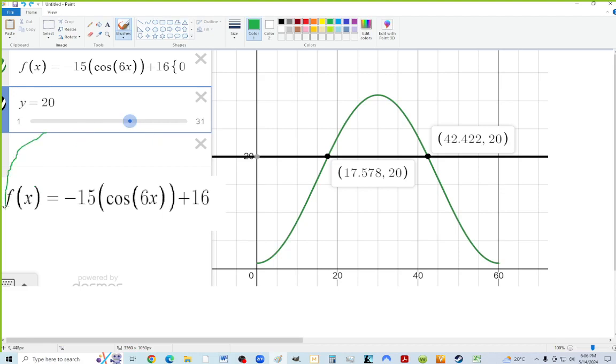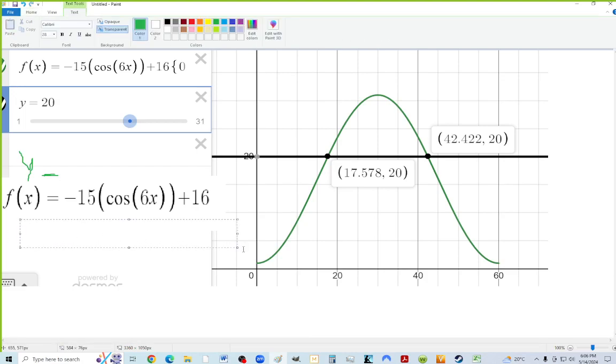Whenever you see f of x, that's the old y. We just wrote f of x, but usually you'll see y. So if I want to figure out when I'm at 20, I would do this: 20 is equal to minus 15 cos 6x plus 16. You have to treat cos 6x as the last thing you solve. You solve the numbers first. How do I get cos 6x all alone? Subtract 16 from both sides, and I get this. Then divide both sides by negative 15, and I get this.